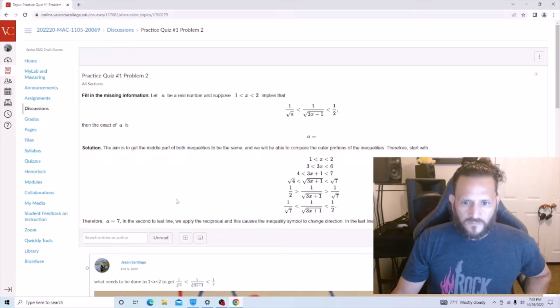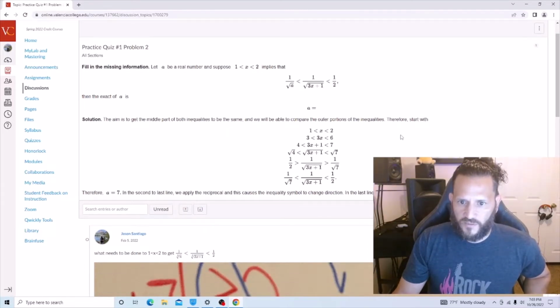So how did we come up with the solution? Well, it says right here, solution. The aim is to get the middle part of both inequalities to be the same, and we will be able to compare the outer portions of the inequalities. Therefore, start with 1 is less than x less than 2.